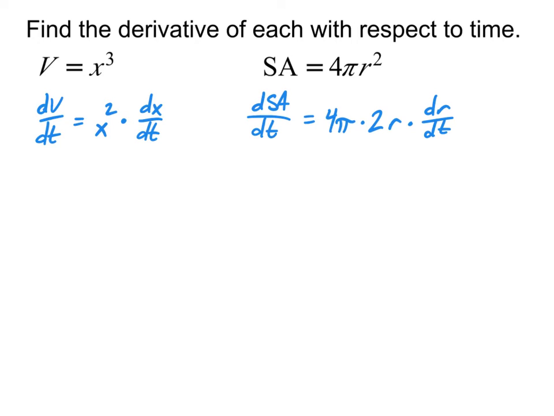Now in this case, I would like to clean it up a little bit because I see this 4 and I see this 2 hanging out here. And I want to put those together. So I'm going to go ahead and call this d of SA over dt equals 8 pi r dr over dt. And then that one's done. We've now gotten our derivative.